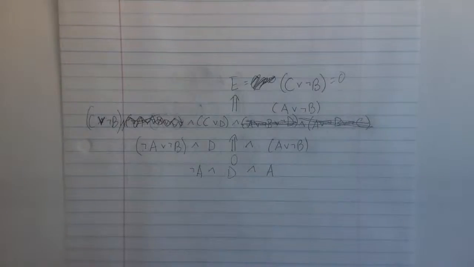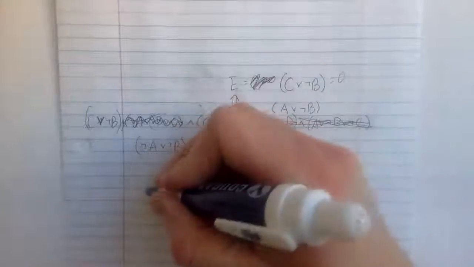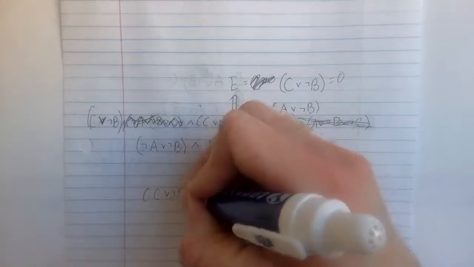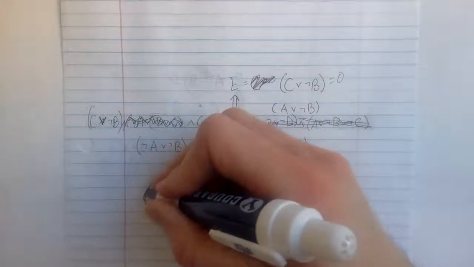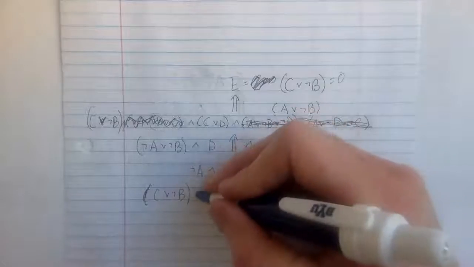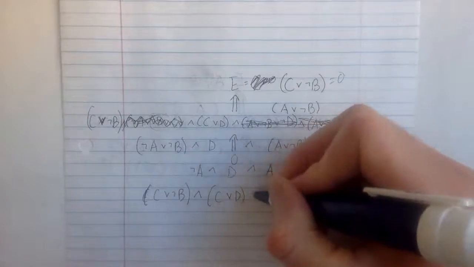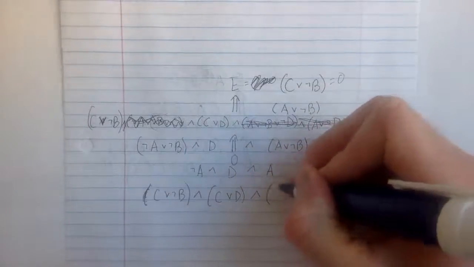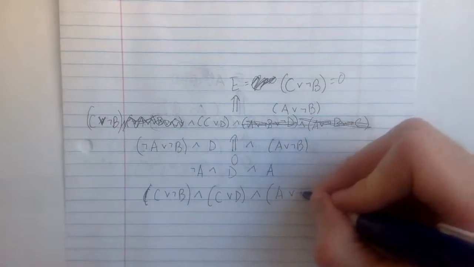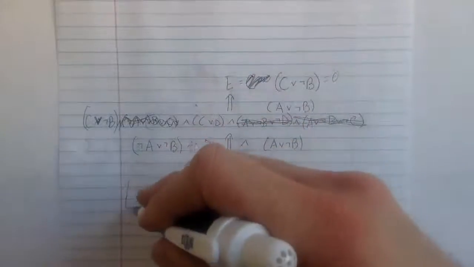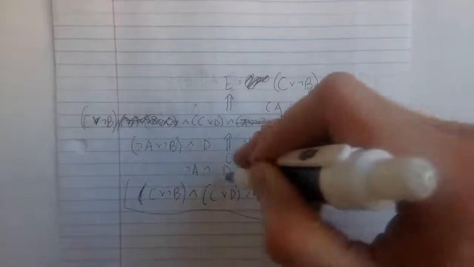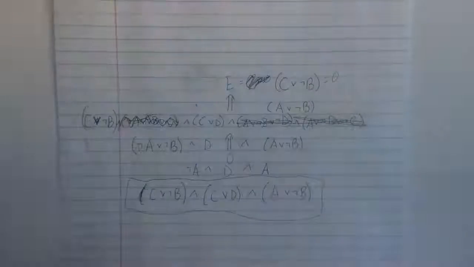So we have just succeeded in simplifying our expression quite a bit. Let's write out what we have. So we have C or not B, and that's parentheses, and C or D, and A or not B. And we have succeeded in simplifying our conjunctive normal form using sandwich swallowing.